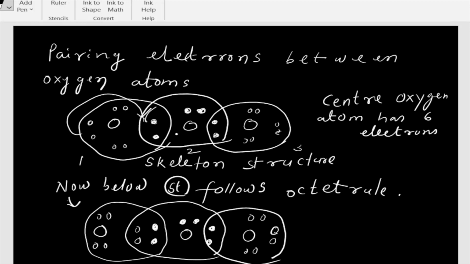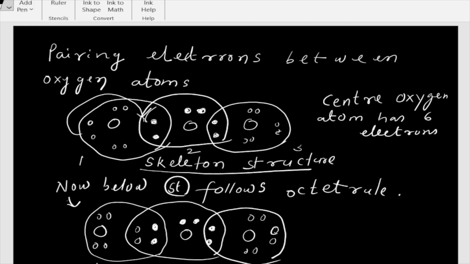Now what happened when the electron flows from here to here? Now the below structure follows the octet rule. But before that, the structure does not follow any rule, the octet rule. It is only one skeleton structure. And here, when it flows to here, you can see this is also satisfied.